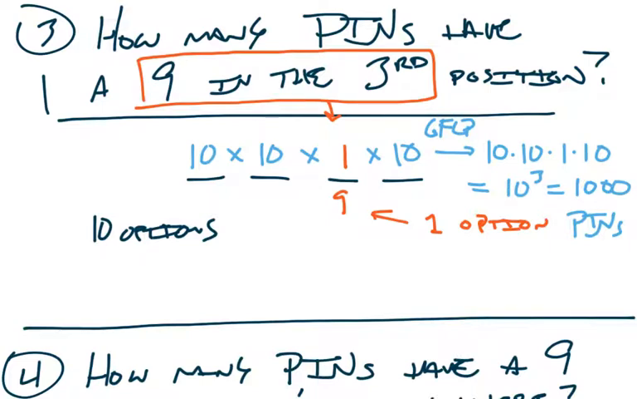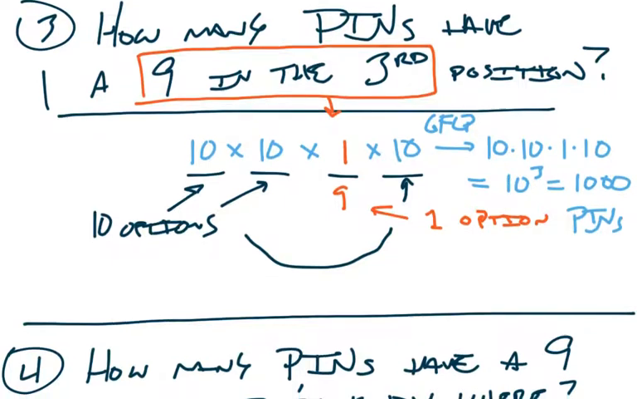All right, so the 10 options apply to the unconstrained places, which are spots 1, 2, and 4. And then there's only one option for the constrained position, which is the third position that has to be a 9. All told, this leaves you with 1,000 pins.